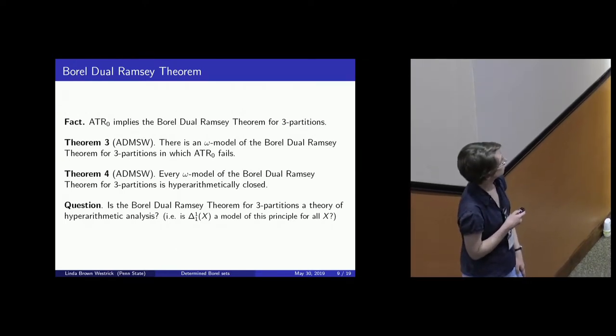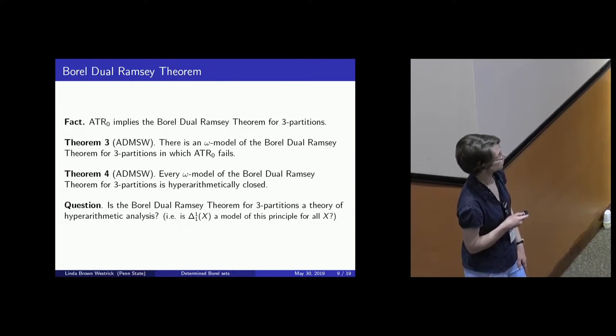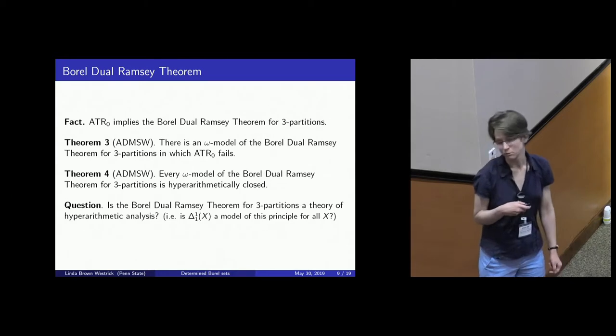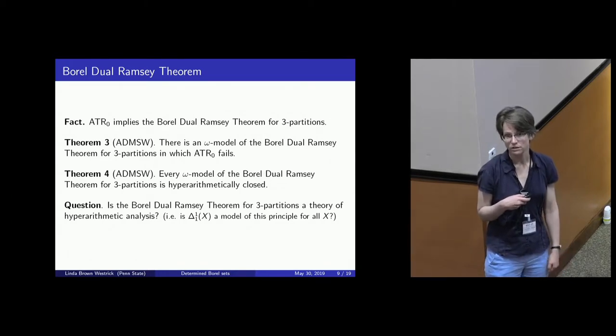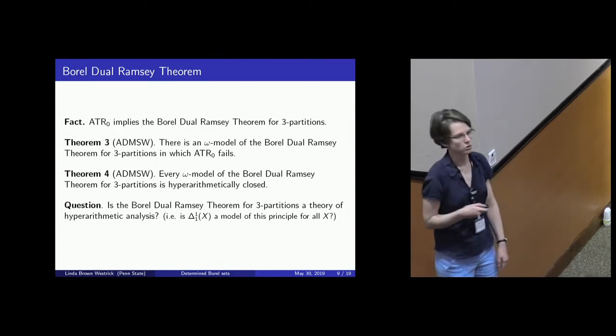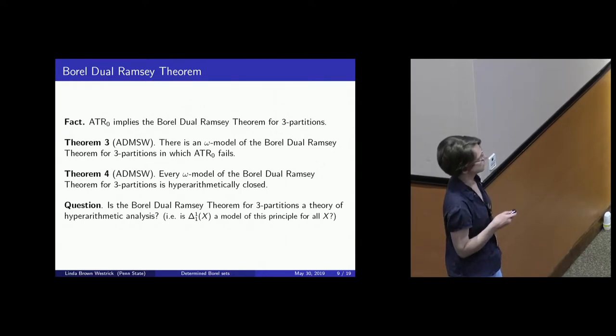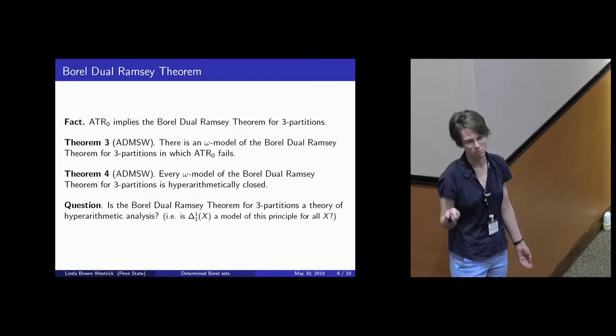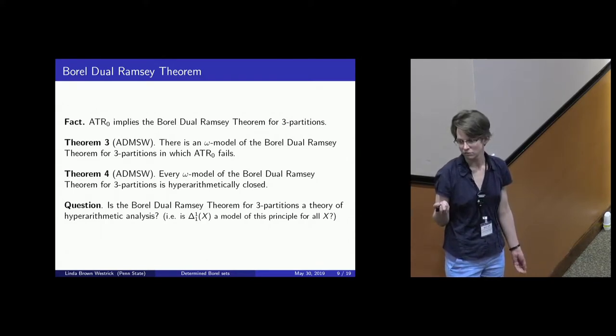One thing that we don't know is whether this Borel dual Ramsey theorem for three partitions is a theorem of hyperarithmetic analysis or not. For anyone who doesn't know what a theory of hyperarithmetic analysis is, this question just boils down to asking: is delta 1 1 of x a model of this principle for all x? So we don't know if HYP is a model of the Borel dual Ramsey theorem.